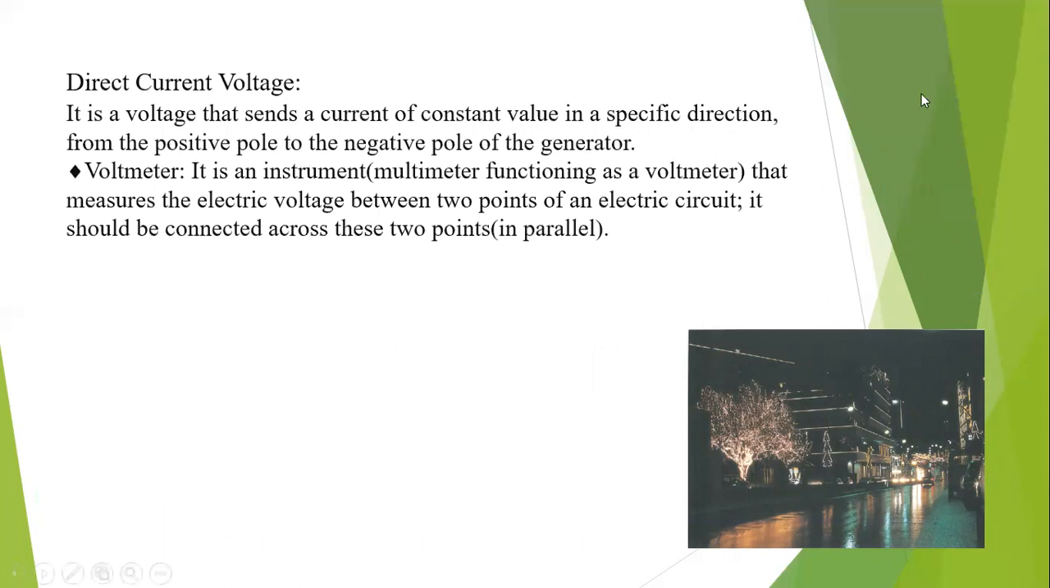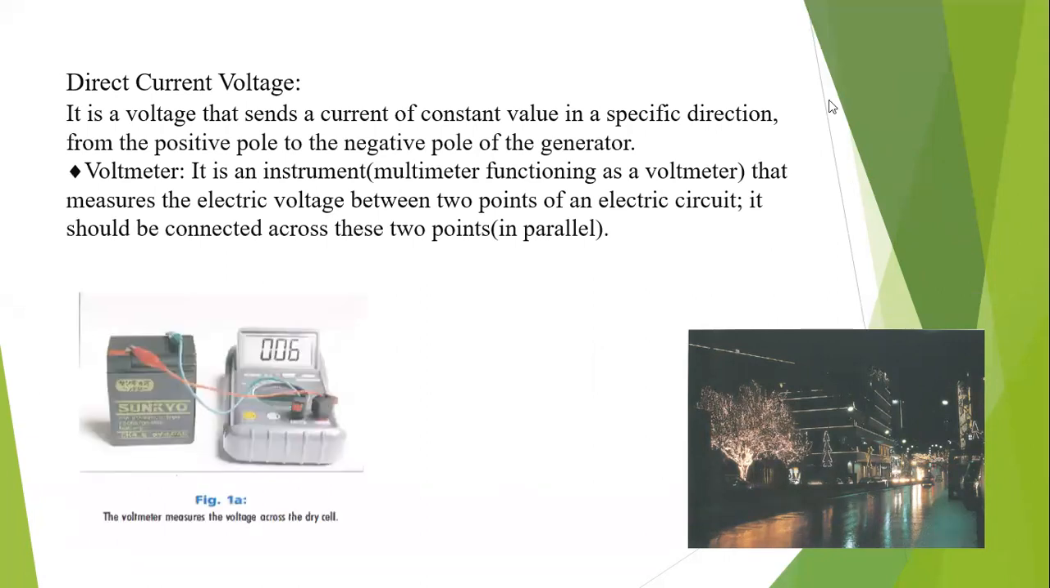Direct current voltage is a voltage that sends a current of constant value in a specific direction from the positive pole to the negative pole of the generator. Here the battery is the generator. Voltmeter: this is a multimeter functioning as a voltmeter, connected in parallel. It measures the electric voltage between 2 points of an electric circuit. It should be connected across the 2 points in parallel, as we said.